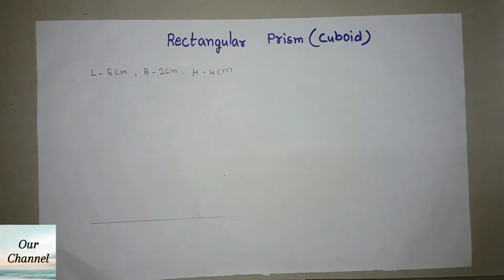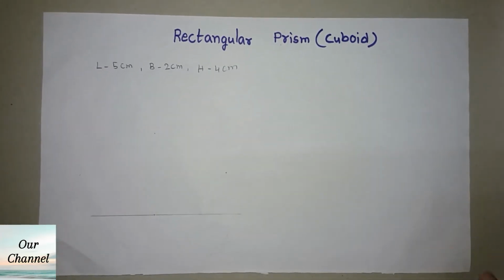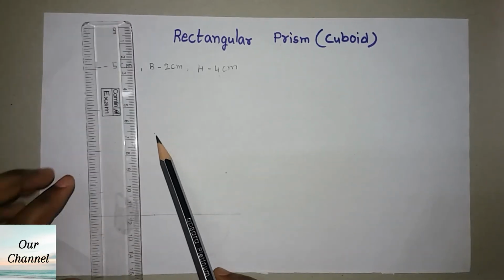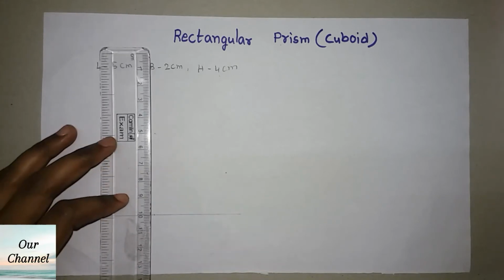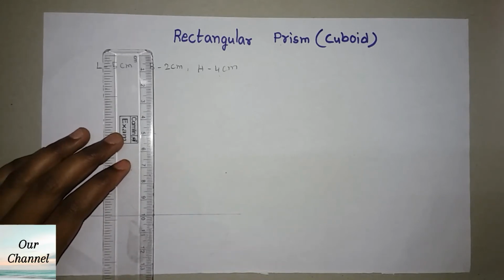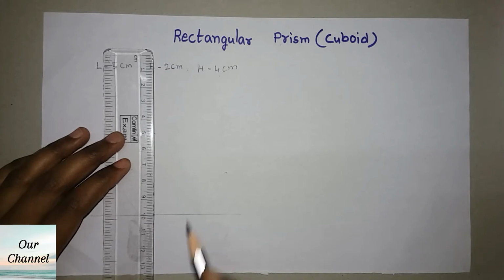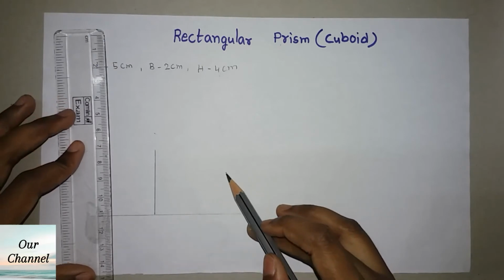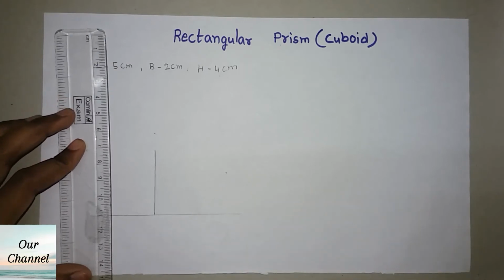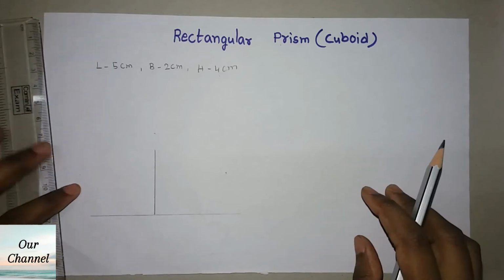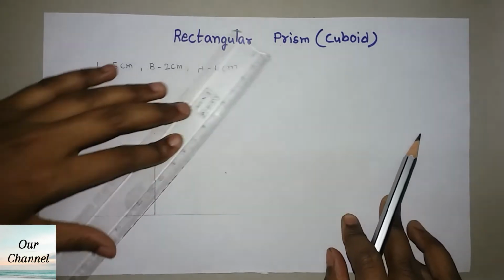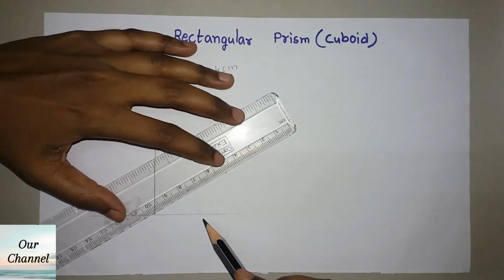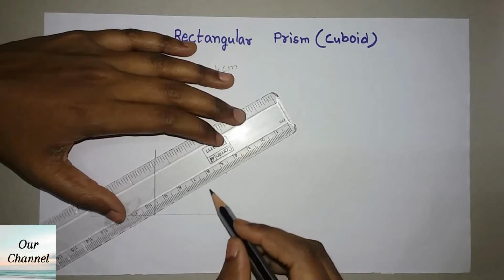So first we will draw the height of the prism. Height is 4 centimeters. Here we took the mark for 90 degrees. From that we will draw a line of 4 centimeter length. Now through this point of 30 degrees we are drawing the length of the cuboid, that is 5 centimeters. So we are drawing a 5 centimeter line which makes an angle of 30 degrees.